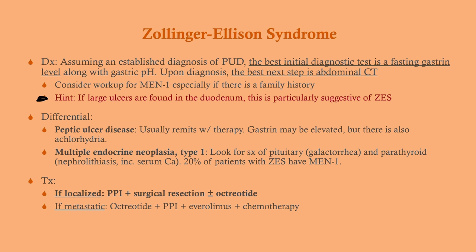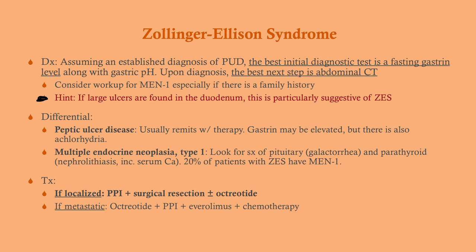So what do we do for diagnosis? The best initial diagnostic test is a fasting gastrin level. What do we expect to happen to gastrin when we fast? It's supposed to go down, right? Gastrin helps us digest. If you don't have anything in your stomach, gastrin level should go down. If you have a high gastrin level and you're fasting, that is suggestive of ZES. You should also get a gastric pH.